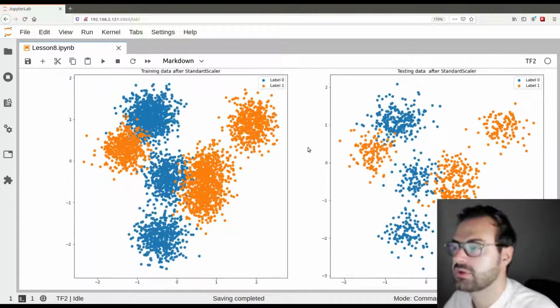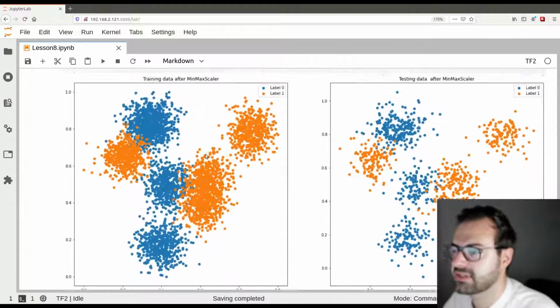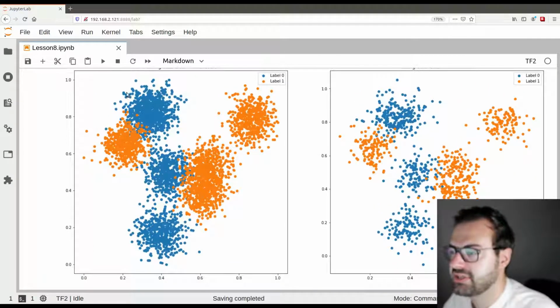So now here on the left side, you can see the training data after the standard scaler, and on the right side, the test data after the standard scaler. And we can notice another thing between these two normalization techniques. If we look at the min-max scaler, the data is pretty balanced in between. So at 0.5, the median here is pretty much balanced.